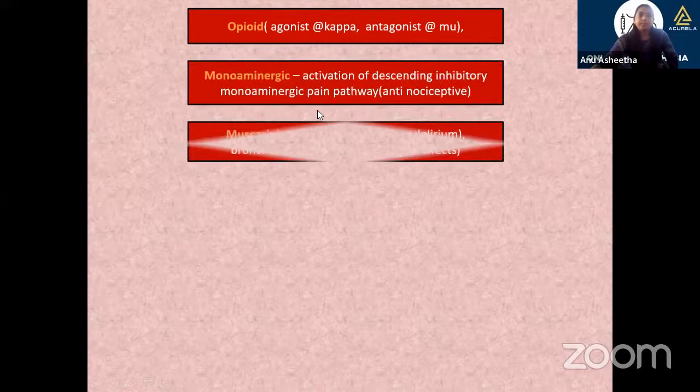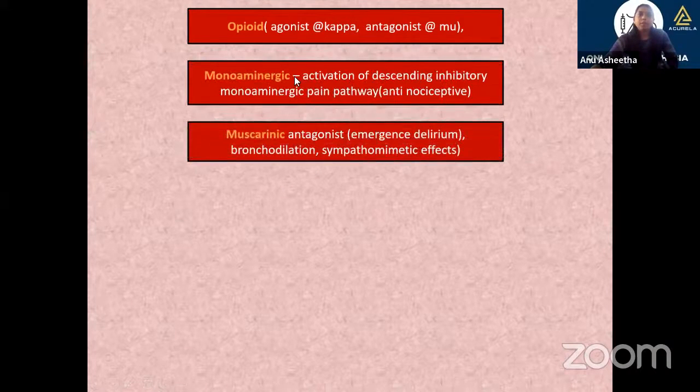So other receptors of action: opioid, they are agonist at kappa receptors but antagonist at mu receptors. Antinociceptive because they inhibit the descending inhibitory pain pathway. Muscarinic antagonist, that is they cause emergence delirium, bronchodilation and sympathomimetic effects like atropine.